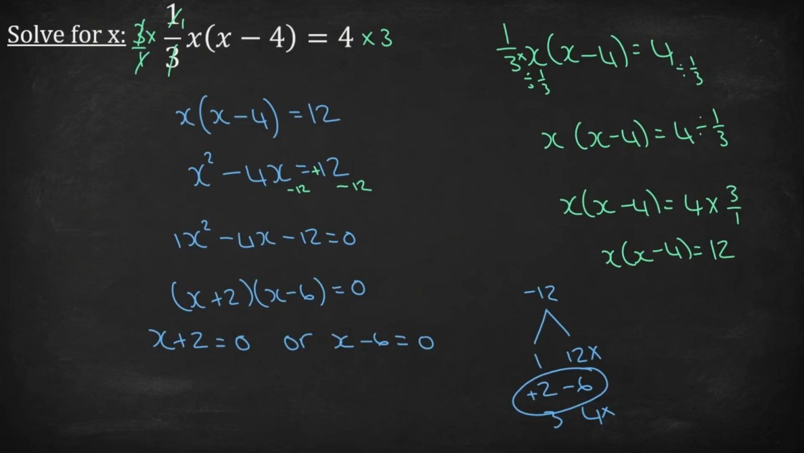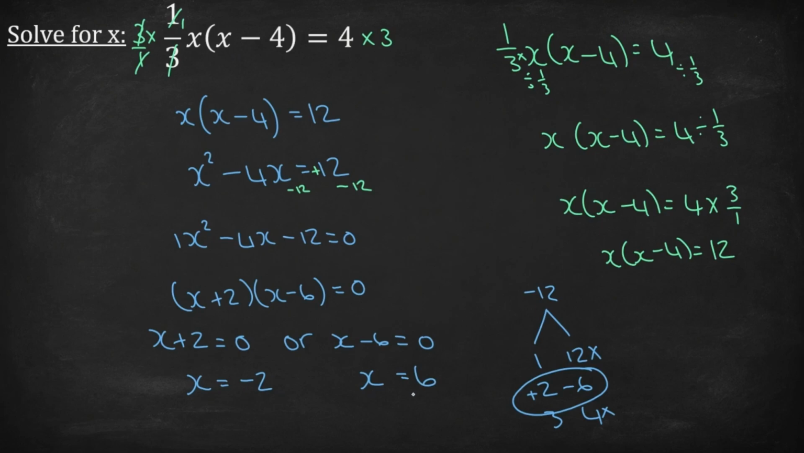All we have to do now is to solve each of these equations. For x plus 2, I have to do the inverse operation, so the opposite of plus 2 will be minus 2. That means x is equal to negative 2, because if I subtract 2 on this side, I have to subtract 2 on the other side as well. And for x minus 6, the inverse operation will be plus 6. And what you do on the one side, you have to do on the other side. And that is your final answer.